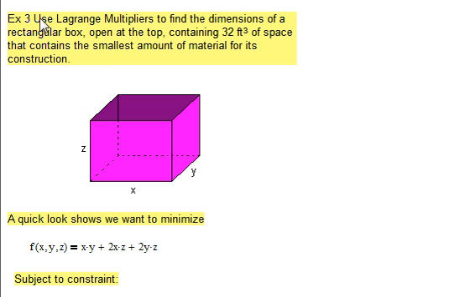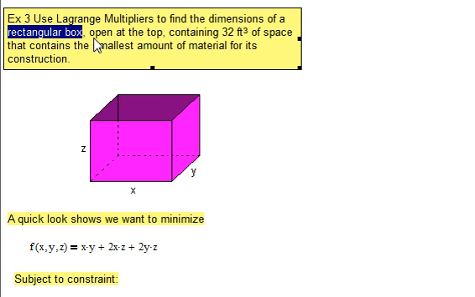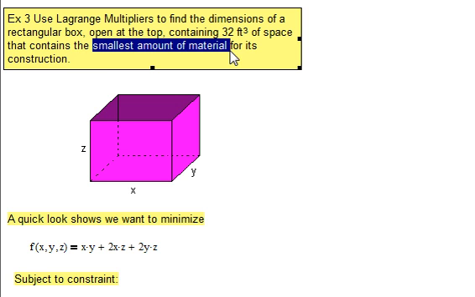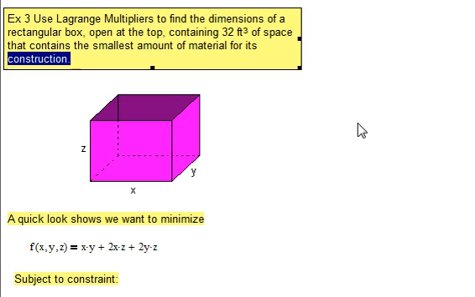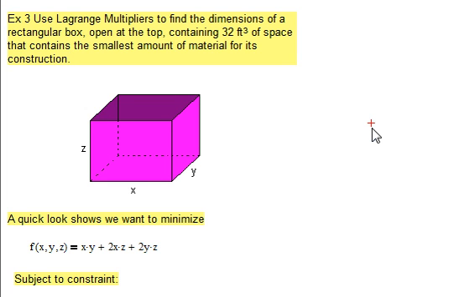So with this example, we're going to use Lagrange multipliers to find the dimensions of a rectangular box that's open at the top, so it doesn't have a top, but it contains 32 cubic feet of space. And here's the clincher: it contains the smallest amount of material for its construction. It's like if I was making it out of plywood, I'd be buying the least amount of plywood, or using the least amount of wood. So, a quick look shows what we want to minimize.